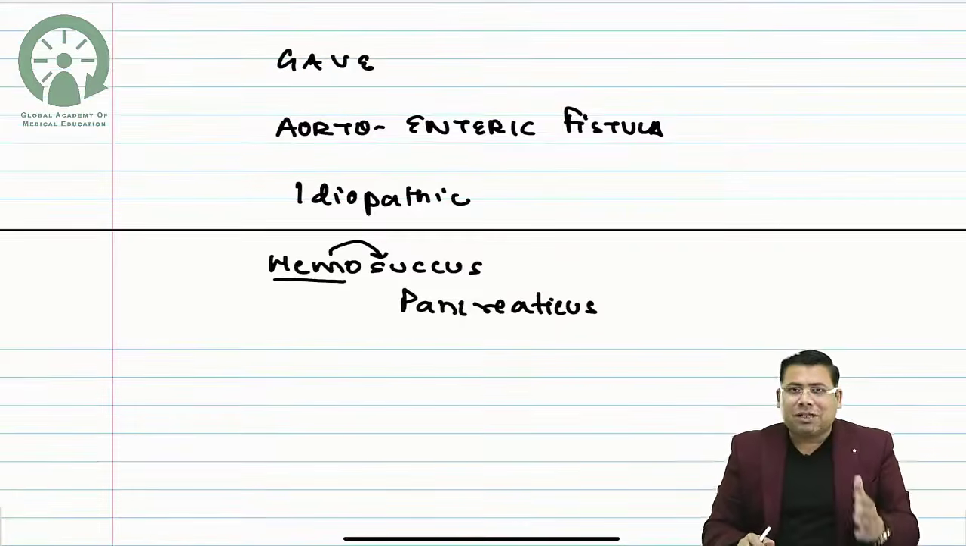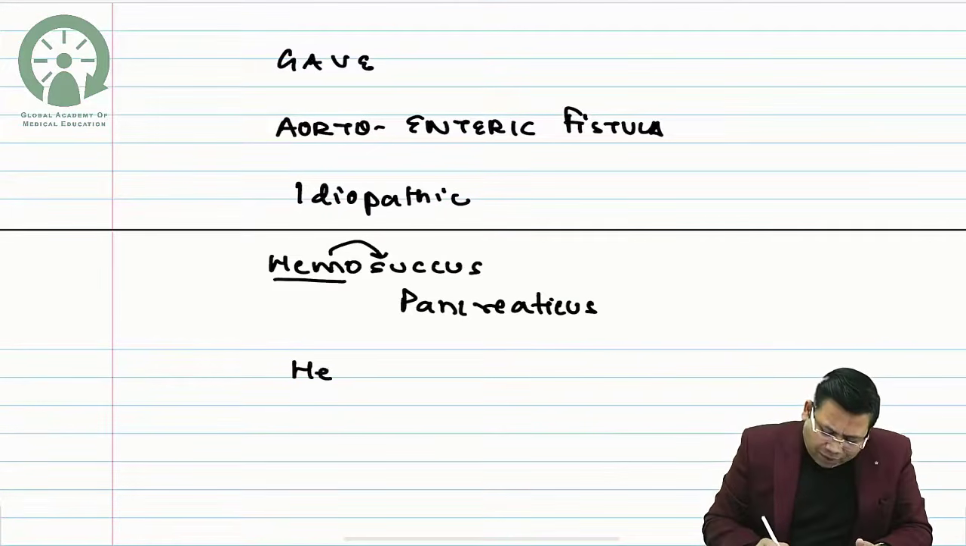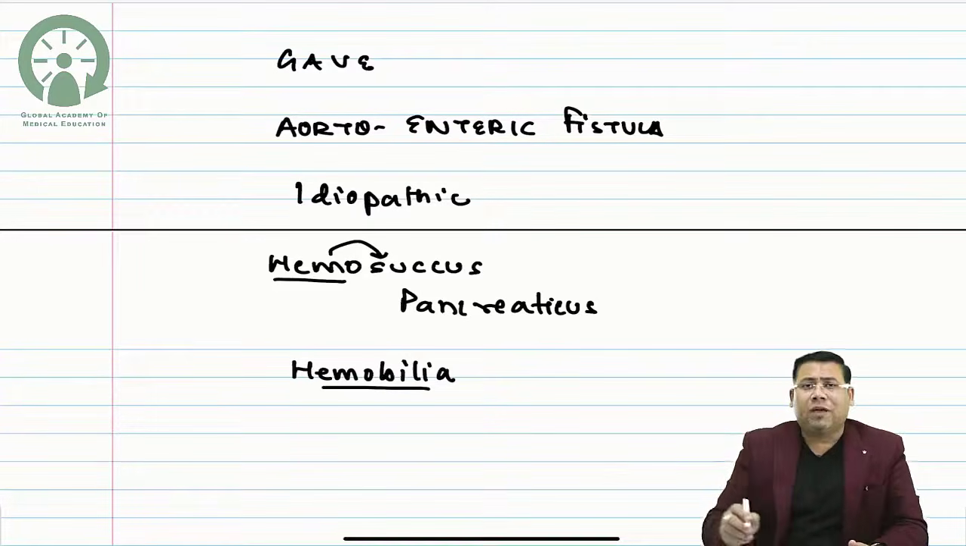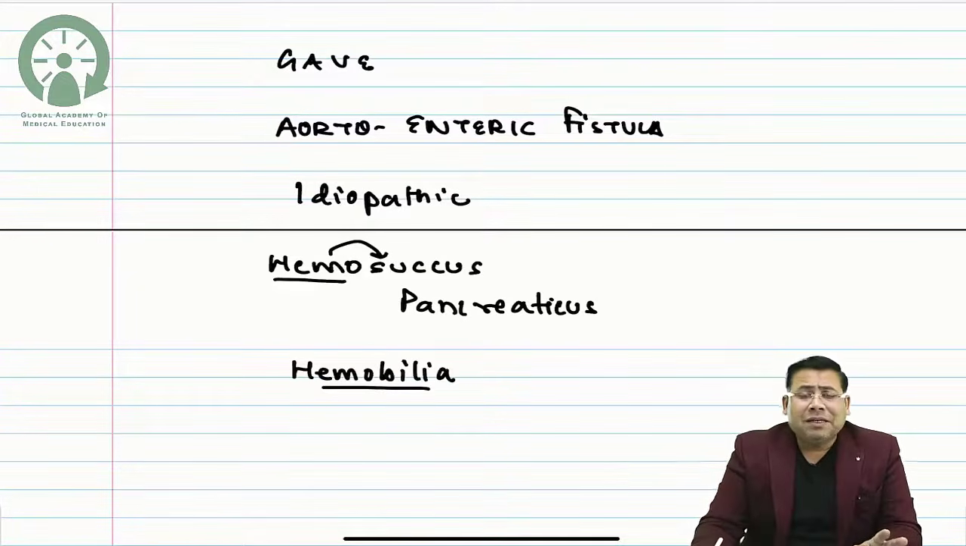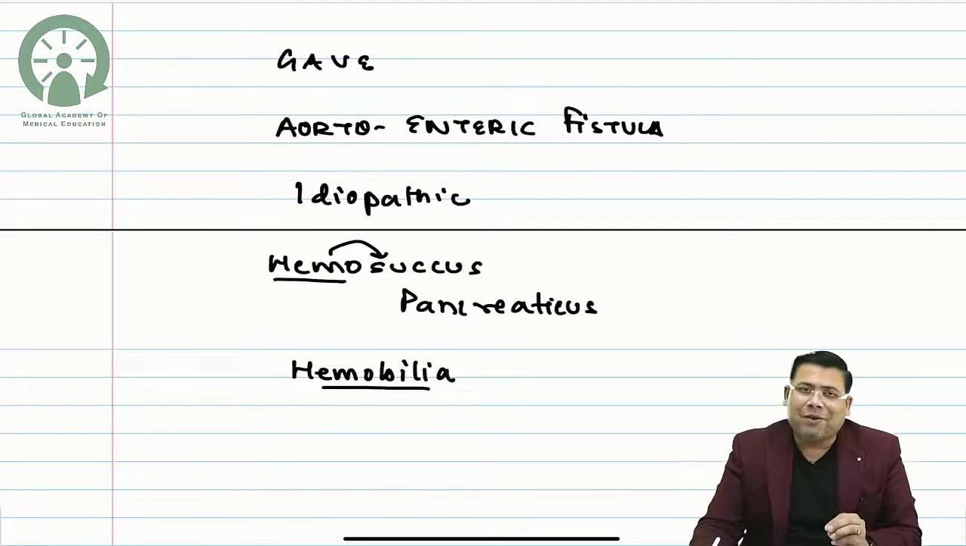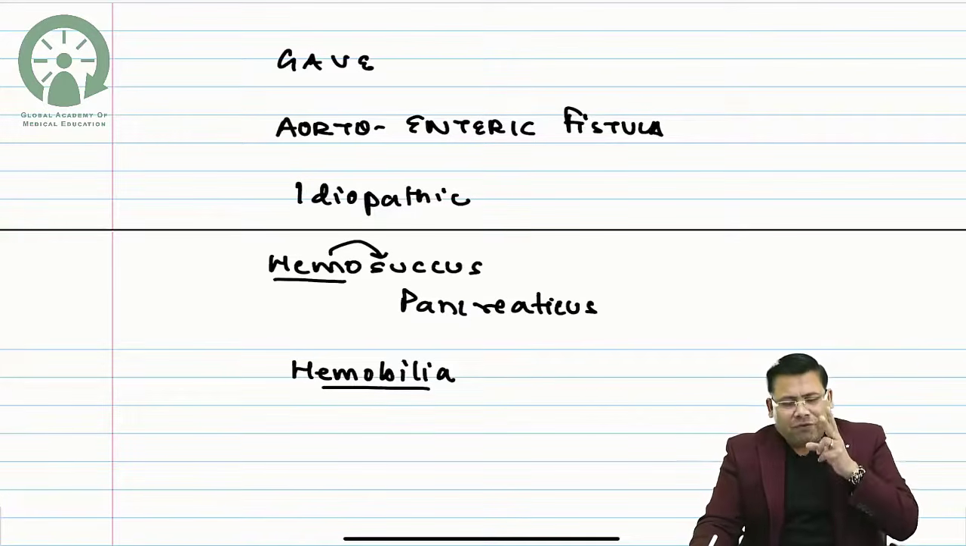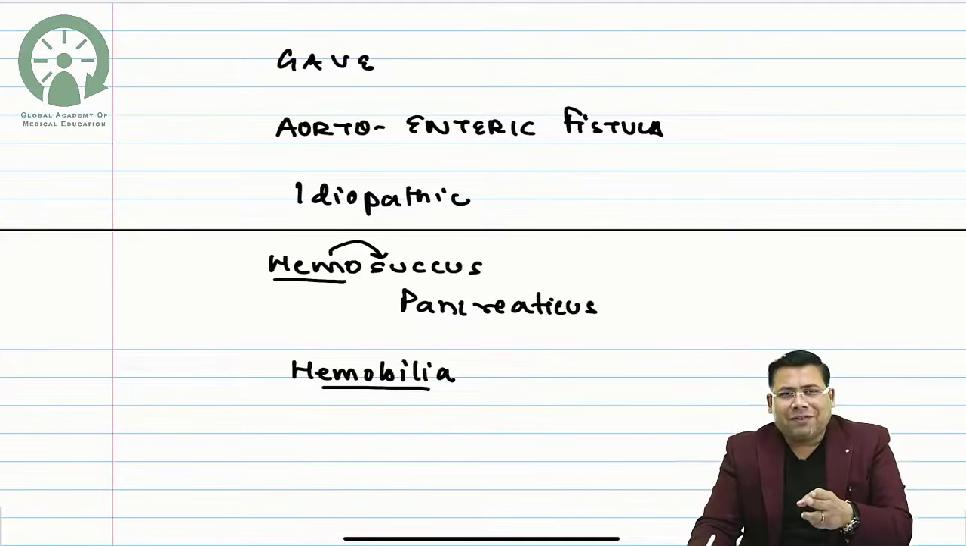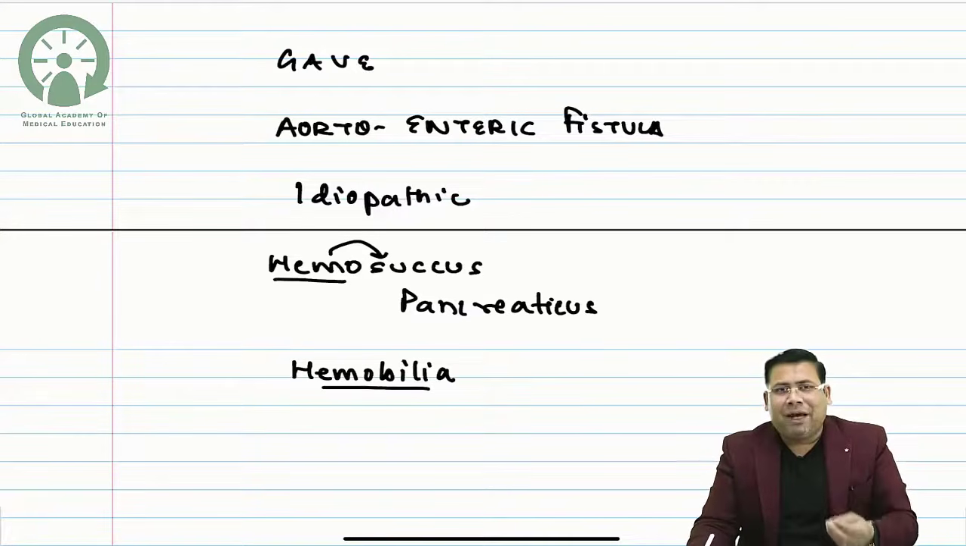So this is hemosuccus pancreaticus, and then we have hemobilia. Hemobilia can be seen due to rupture of any pseudoaneurysm of the hepatic artery or nearby vessel, or it could be trauma, or ERCP, which is the commonest cause. It is not biopsy, because we often don't do liver biopsies, it is ERCP. Whenever you do sphincterotomy, you are cutting a live structure, so bleeding comes out mixed with the bile. The most common cause of hemobilia is classically ERCP.